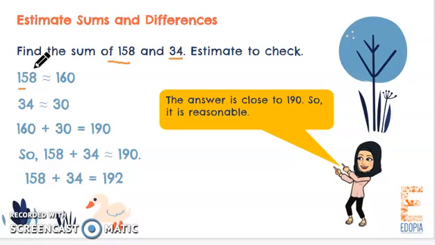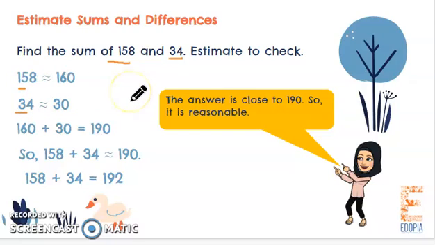Rounding up means adding 1 to the target number. So I added 1 in target number, making it 6. 158 is 160 when rounded to the nearest tens. Similarly, when I rounded off 34, it turned into 30. How? Well, the target number was 3, and the very next number was 4. Now 4 is smaller than 5.